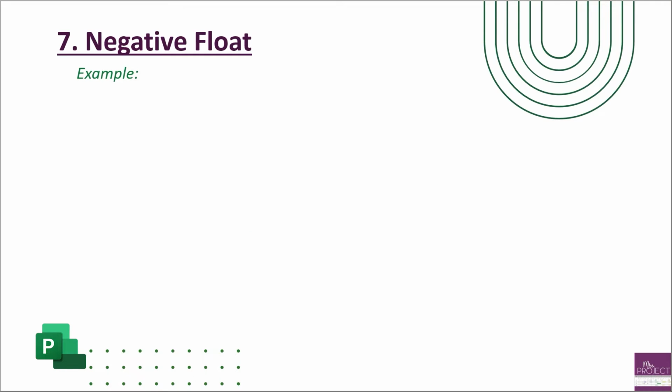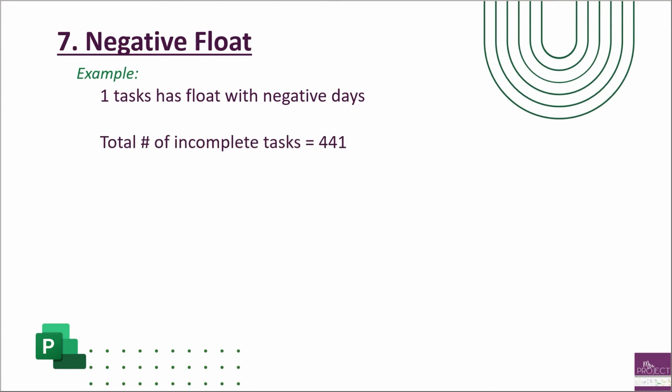And how to calculate this is you're going to count the number of tasks that have a negative float. In this example, we have a 1, but we have 441 tasks total. So one task out of 441 is a 0.23. That's close to 0, but it's not. You still have one task. You need to figure out why that task has a negative float and mitigate it.